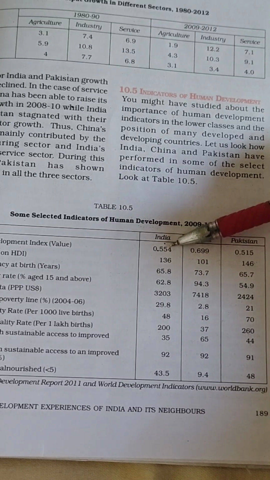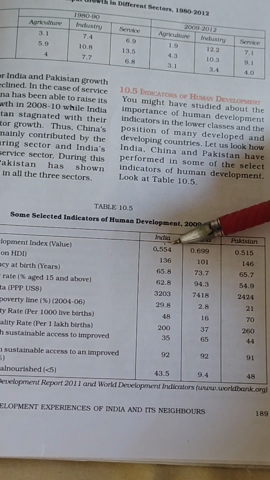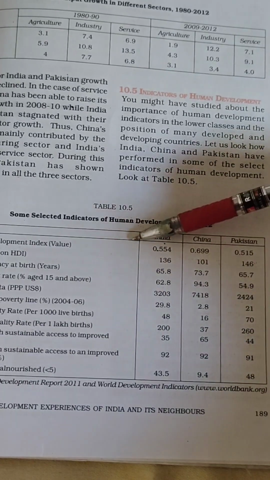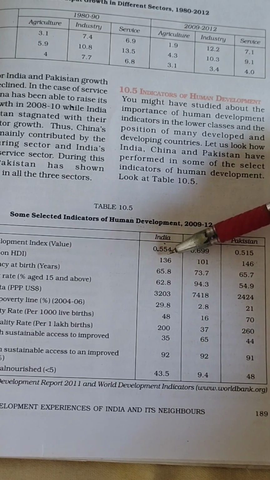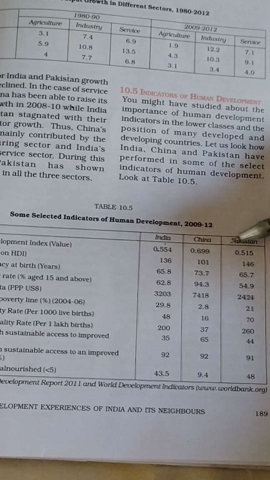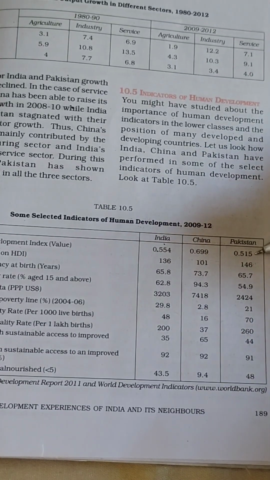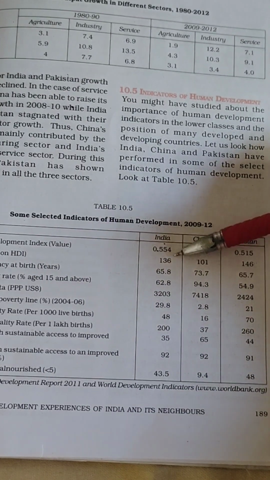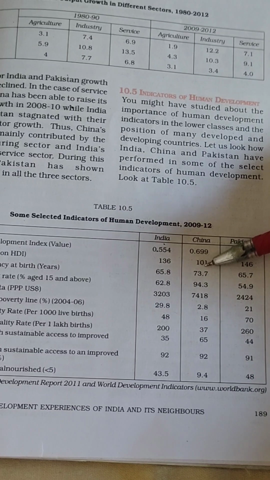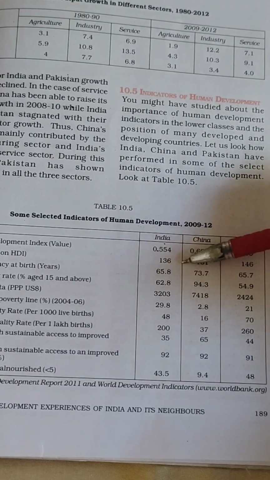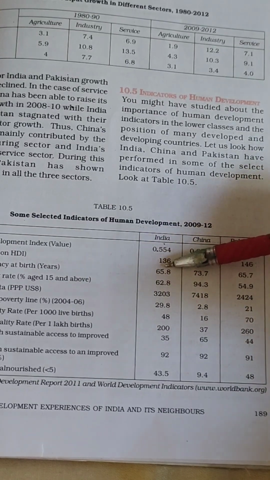The numbers will show the values in terms of numerals. Just look at this: India, China, Pakistan. So the Human Development Index value is 0.554 in India, 0.699 in China and 0.515 in Pakistan. And based on that, the rank given for India is 136, China is 101 and Pakistan is 146. So Pakistan is below India and China is above India.